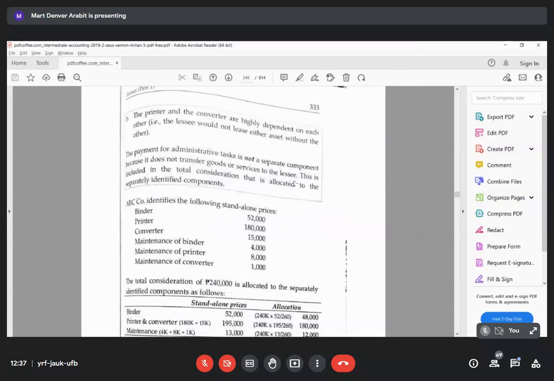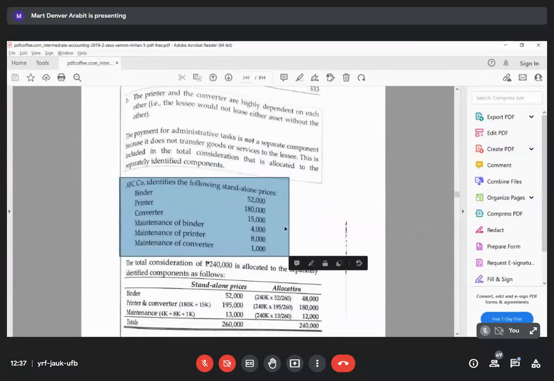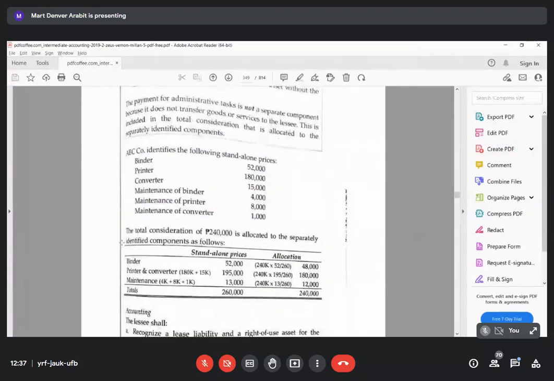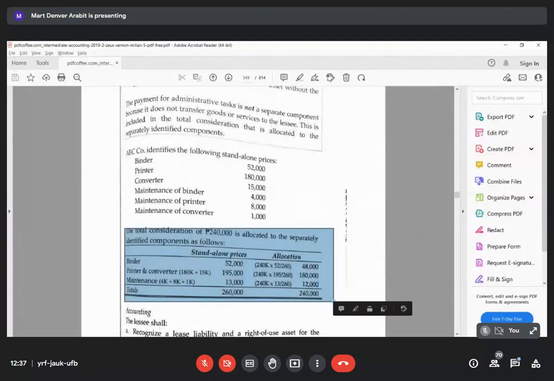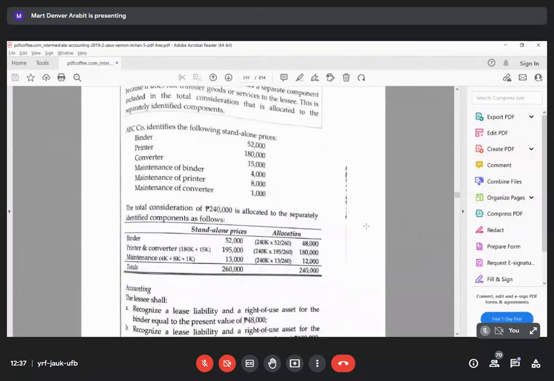So, what we will do here is kukunin natin yung stand-alone prices nila, which is ito yun. These are stand-alone prices based dun sa current prices niya sa market, which is given naman dito. So, ipaprovide lang natin siya. And after prorating, makukuha na natin how much is the part of the lease and how much is not part of the lease.